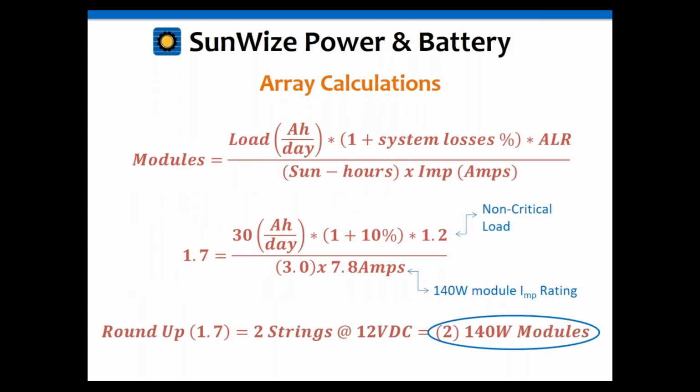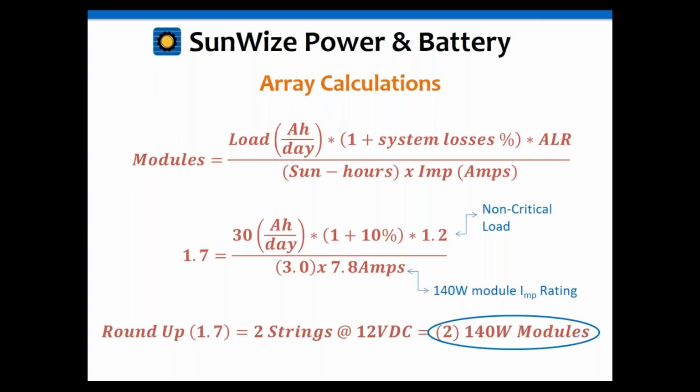So going through those calculations now, we take 30 amp hours per day and multiply that by 1.1 for the losses, and then 1.2 for the AOR. And again, we're using the 1.2 because it's not that critical of a load. Whatever it is, we could assume it's lighting maybe, or maybe meteorological equipment. It's just not that critical. So you're just doing some monitoring of the weather or something like that. So 1.2 is fine.